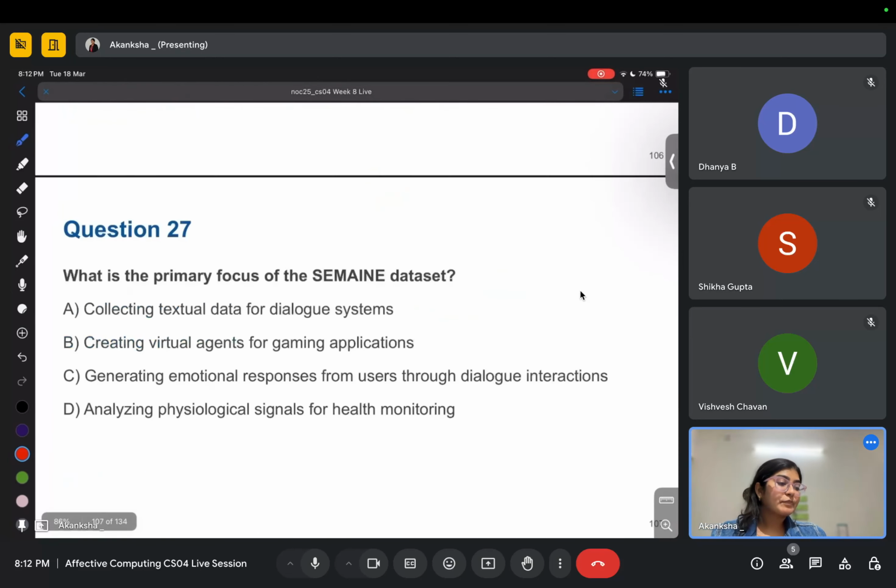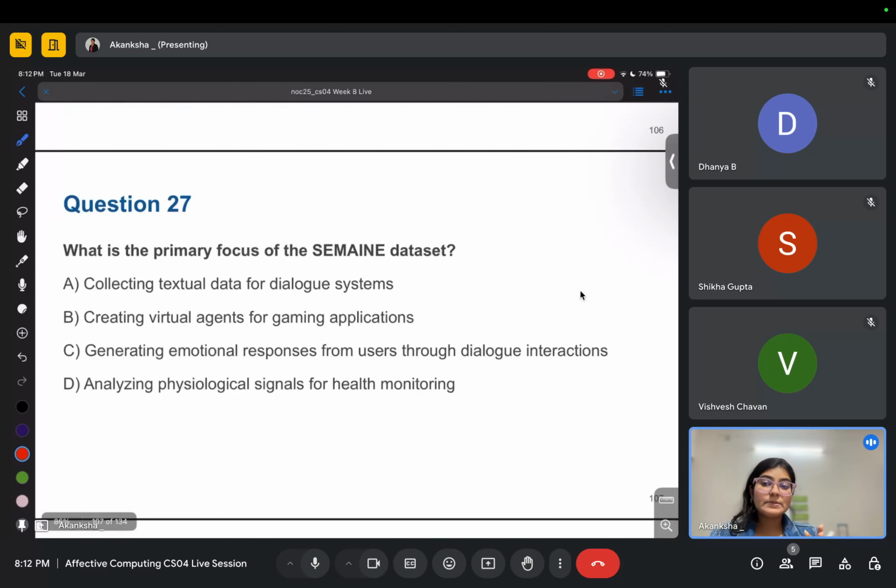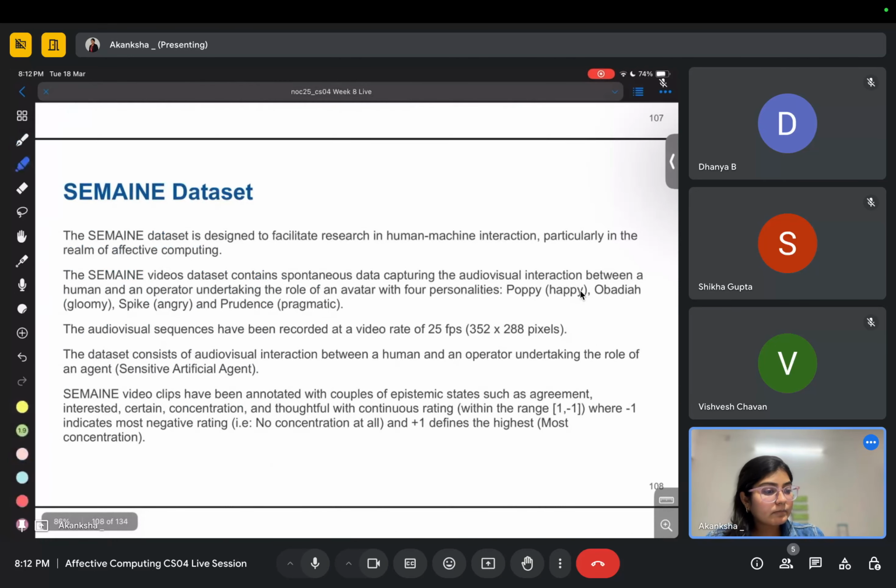Okay, next question is what is the primary focus of the Simane dataset? The Simane dataset is a dataset made for human computer interaction purposes, and particularly for affective computing. It contains videos capturing audio visual interaction, meaning your face and your voice are also being recorded, between a human and an operator. The operator is an avatar with 4 personalities. These are the names of the personalities. So different avatars are there.